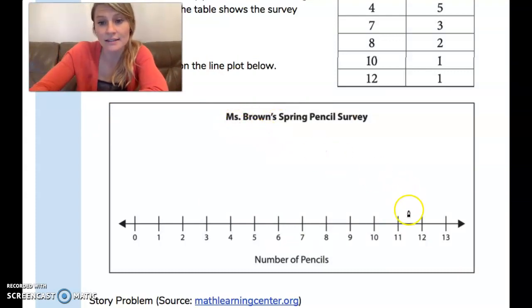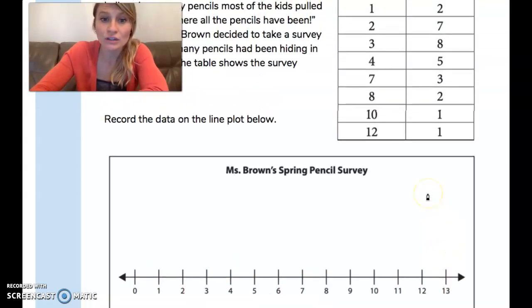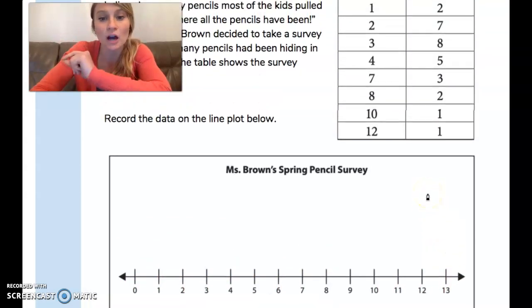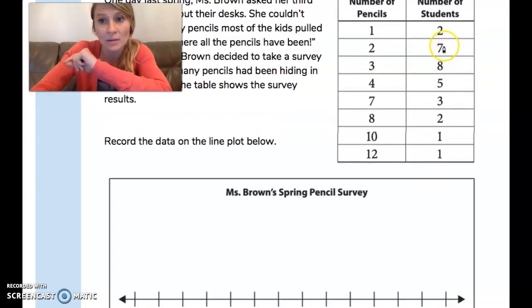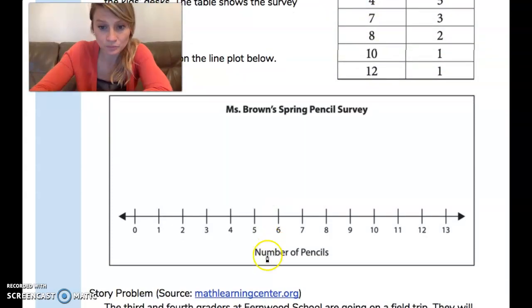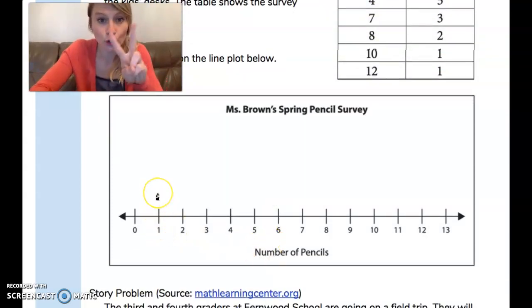So here is called a line plot. The number of pencils is on the bottom, so 0 pencils, 1, 2, all the way to 13. The max apparently is 13. You need to put an X or a dot for each kid that lost that many pencils. So how many students lost 1 pencil? So here's 1 pencil. There were 2 students. So we're going to make 2 X's if I can.